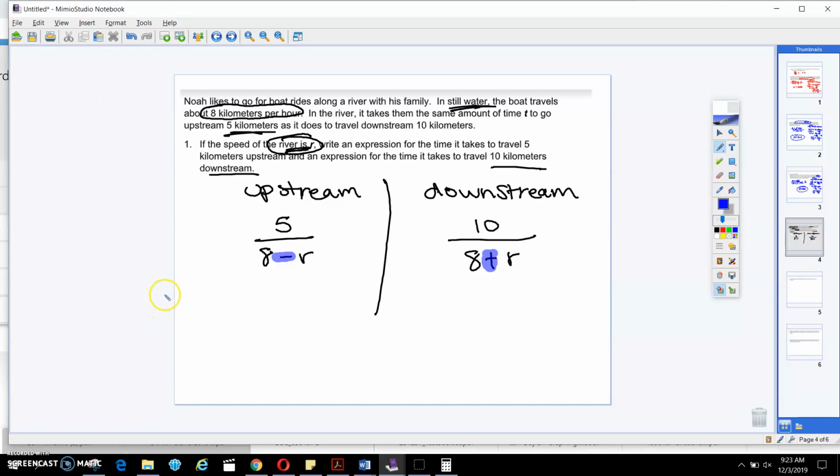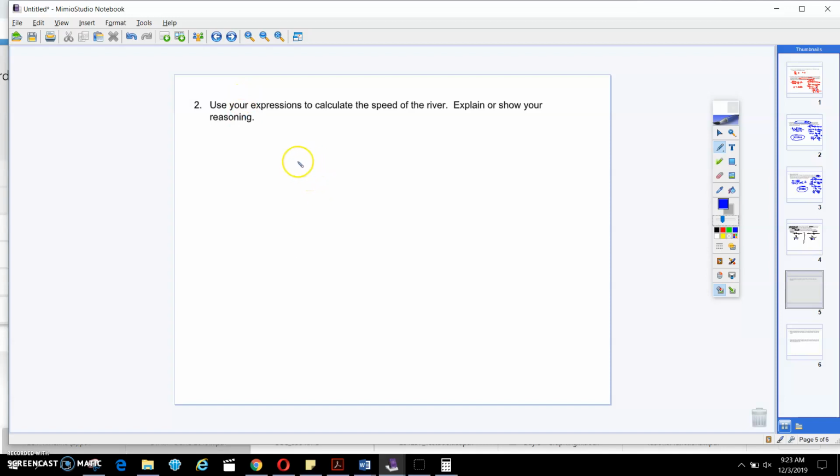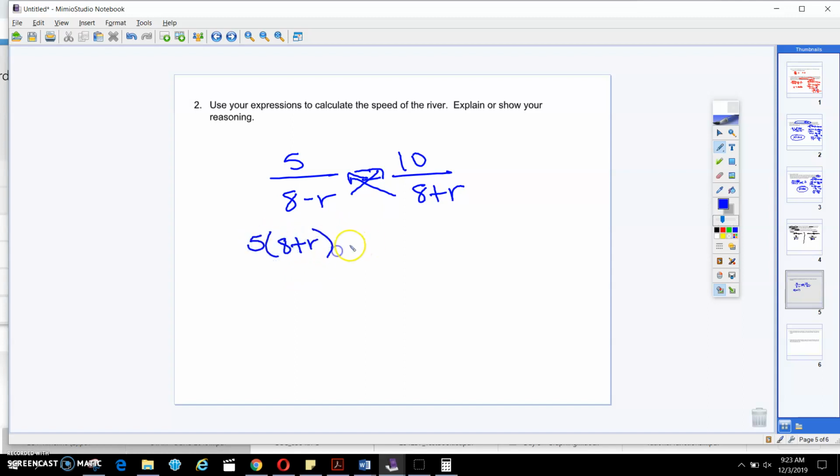Now, on part 2, it says, use your expressions to calculate the speed of the river. So what you're going to do is set both of these equal to each other. You're going to write 5 over 8 minus r, and set that equal to 10 over 8 plus r. What do you think you're going to do in order to solve this? Cross multiply, right? So that's going to give us 5 times 8 plus r, and we're going to set that equal to 10 times 8 minus r.